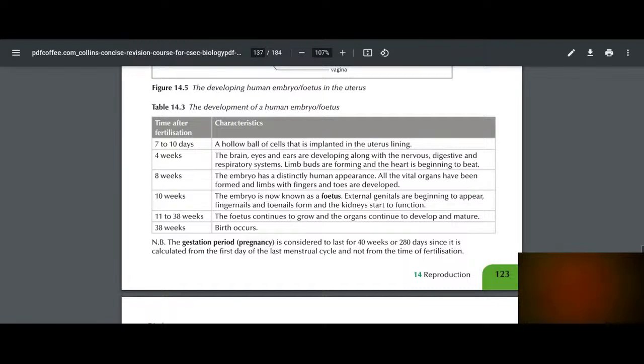All the vital organs have been formed, with limbs, fingers, and toes developed. Then in 10 weeks, the embryo is now a fetus, meaning that the external genital organs are starting to appear. In 11 to 38 weeks, the fetus continues to grow and the organs continue to develop and mature. At 38 weeks, the birth occurs.